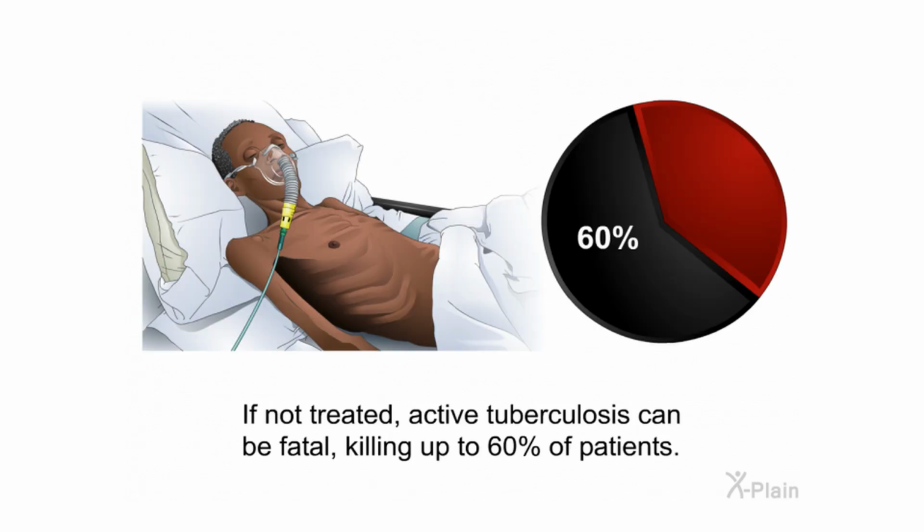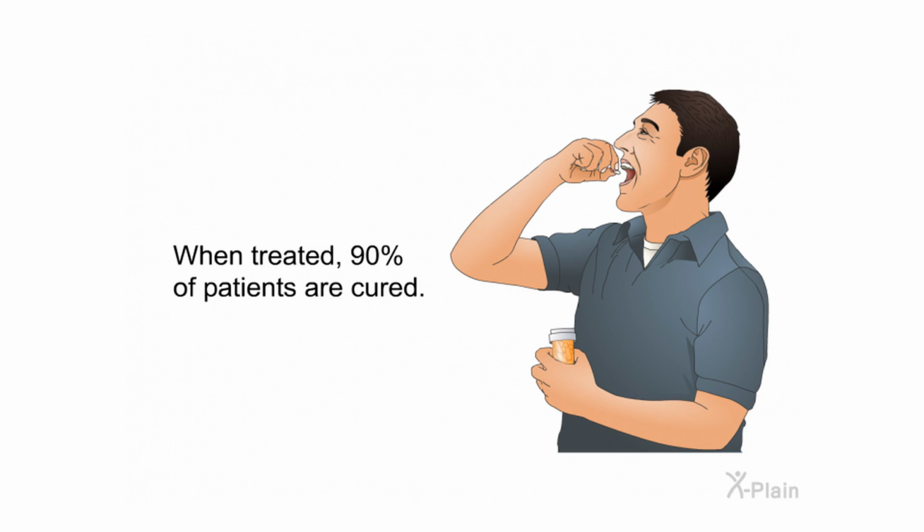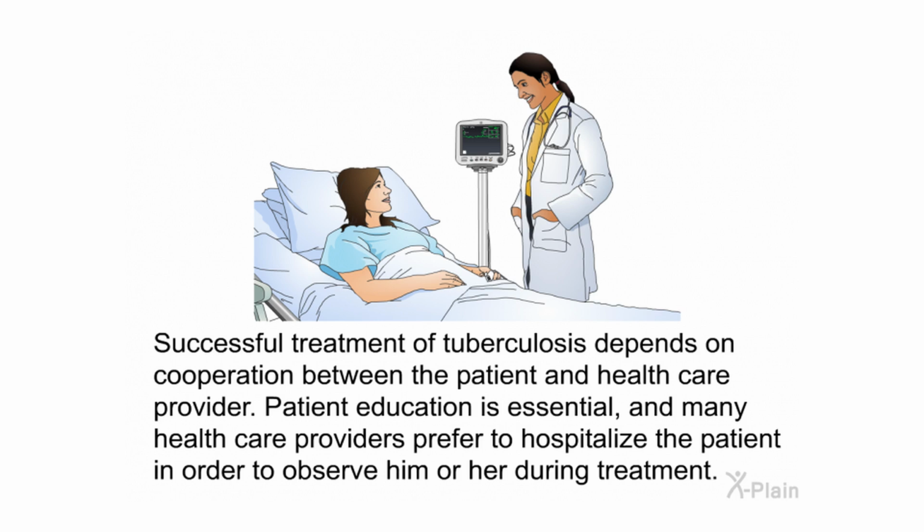Treatment. If not treated, active tuberculosis can be fatal, killing up to 60% of patients. When treated, 90% of patients are cured. Successful treatment of tuberculosis depends on cooperation between the patient and healthcare provider. Patient education is essential, and many healthcare providers prefer to hospitalize the patient in order to observe him or her during treatment.